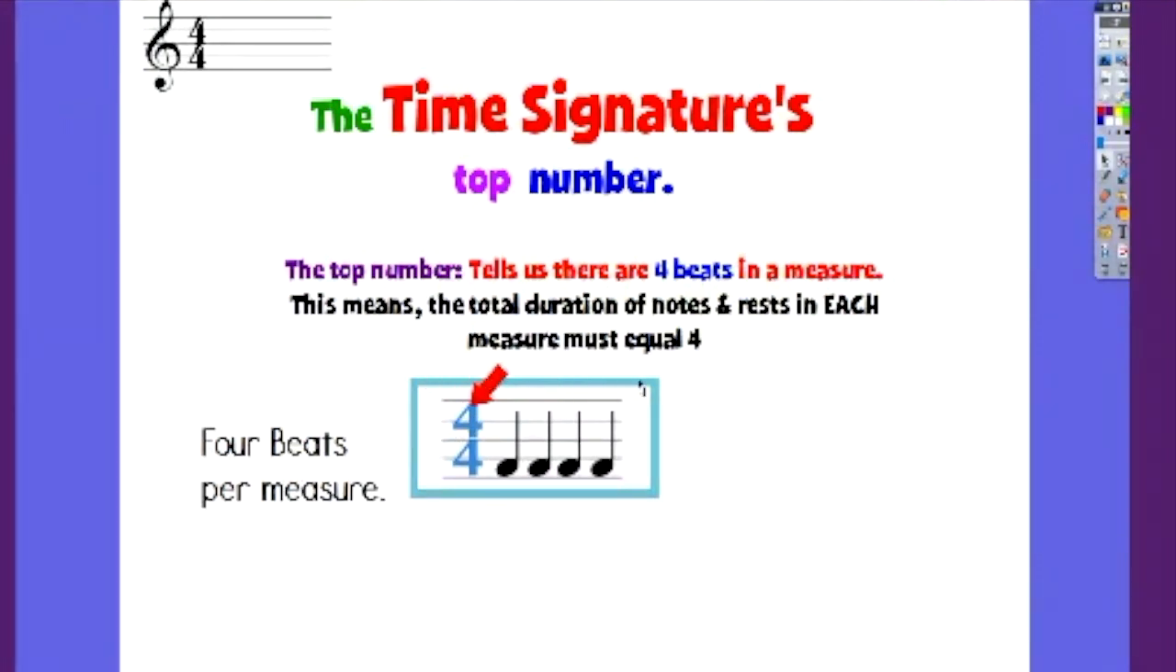Okay, remember that rectangular box that I showed you? This means that the total duration of notes and rests in each measure will equal 4. So here we have 4 quarter notes, 1, 2, 3, 4. Everything equals the top number, which is 4 beats. So 4 beats in each measure, or per measure.